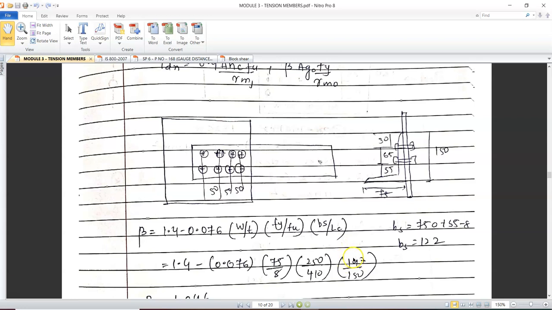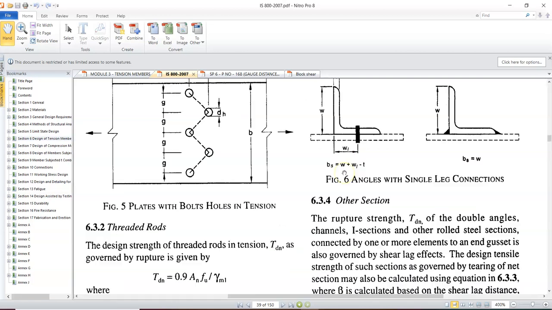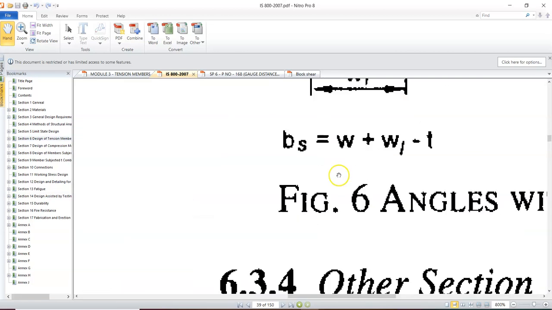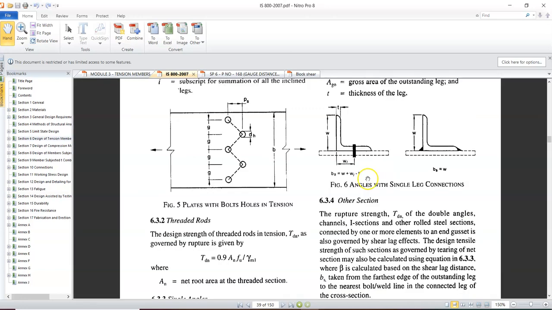Now coming to bs by Lc. For bs, again you have to go to IS 800. The bs formula is given here. bs stands for w plus wt minus t. Now w is 75, and wt is nothing but the distance of the heel of the angle to the center of the bolt.